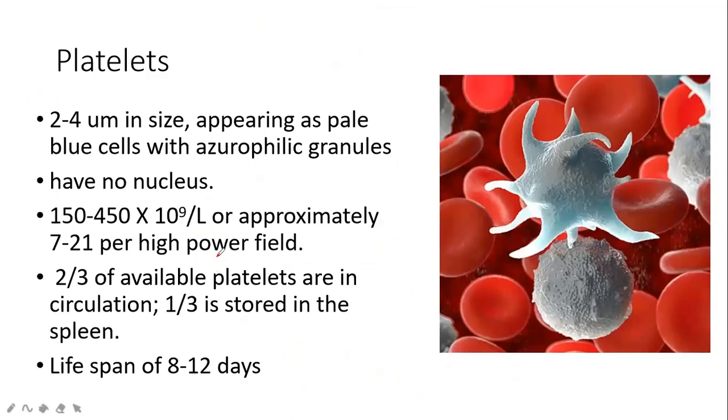So another formed elements nga naa sa imong blood is your platelets. So your platelets has a size of around 2 to 4 micrometers. It appears as pale blue cell and naa siya mga azurophilic granules. The same with your neutrophil, the same with your red blood cells, si platelets, wala po siya nucleus. But the difference between your red blood cell and your platelets is that si platelets naa siya mga cytoplasmic granules, naa siya mga mitochondria, mga Golgi complex, and so on.